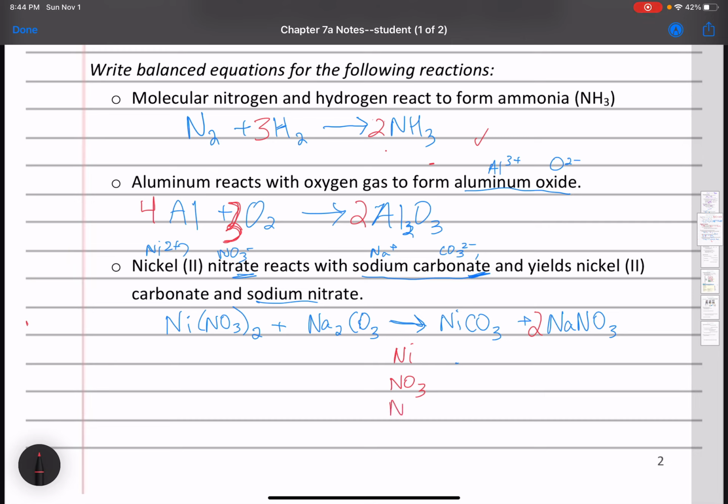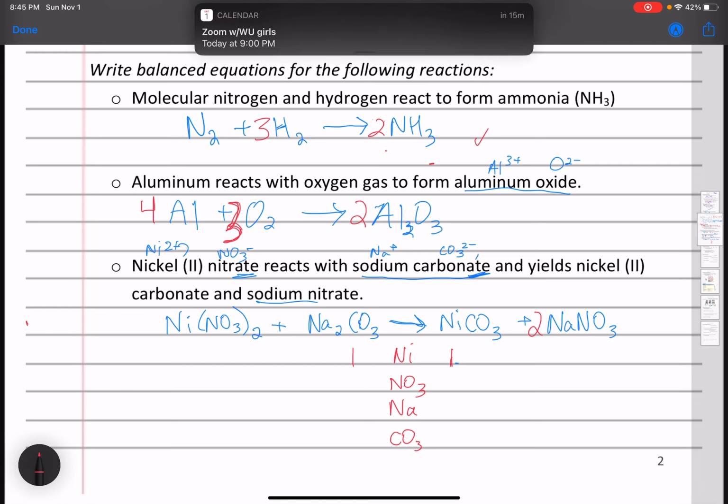We keep the polyatomic ions together. So we don't have to separate them into nitrogen and oxygen and carbon and oxygen, right? We can just keep them together, and I'll show you. We've got 1 nickel on each side. We've got 2 nitrates over here and 1 nitrate over here before I added that coefficient. And originally we had 2 sodiums over here and 1 sodium over here, 1 carbonate and 1 carbonate. So I added that 2 coefficient, and now I have 2 nitrates and 2 sodiums.